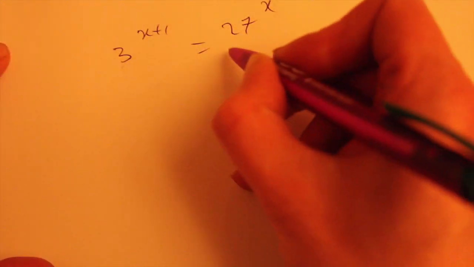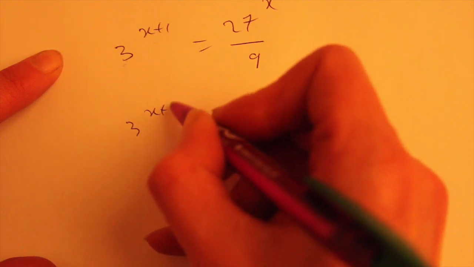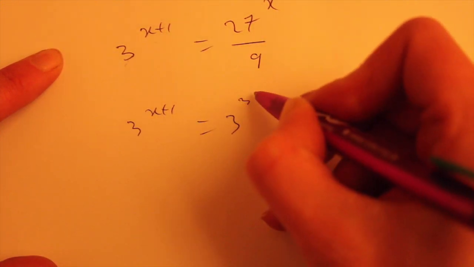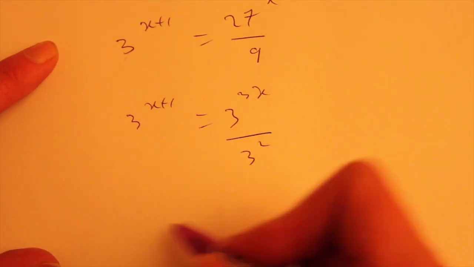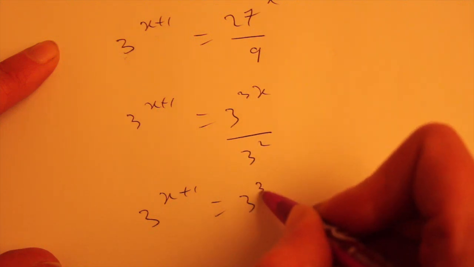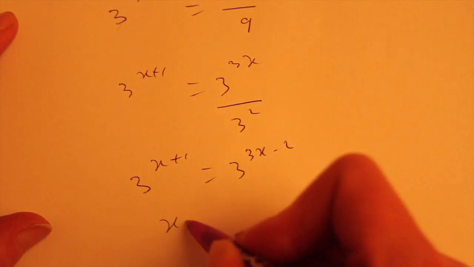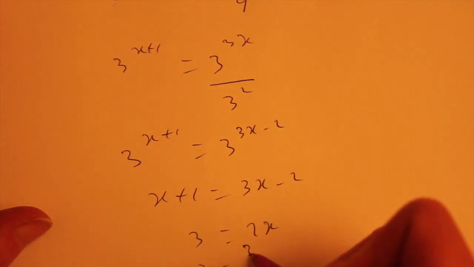Now I'll look at June 10, question 4c. So it's 3 to the x add 1 equals 27 to the x over 9. Base number is going to be 3 this time. 27 is 3 cubed, so 3 cubed to the x over 3 squared. On the right hand side, dividing numbers, subtract the powers. Base numbers the same, equate the powers, letters one side, numbers the other side, so x equals 3 over 2.